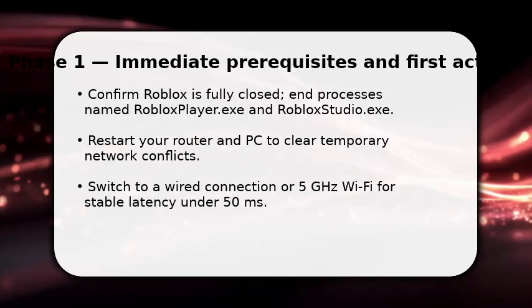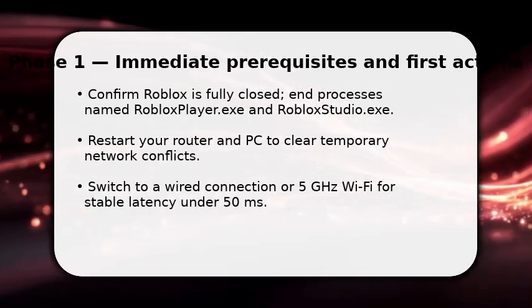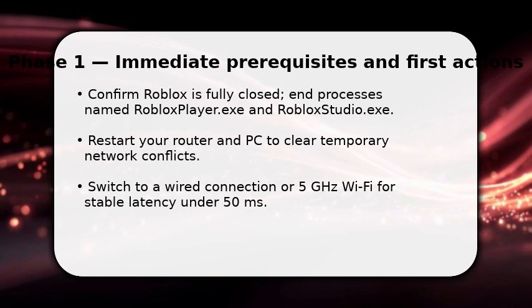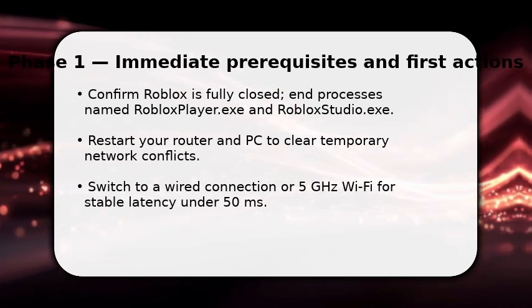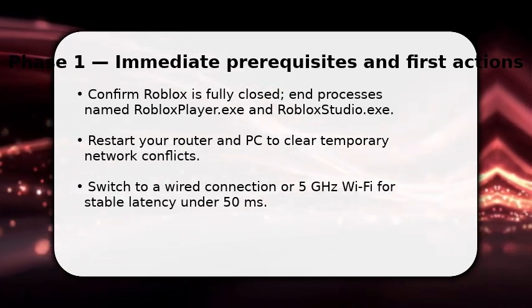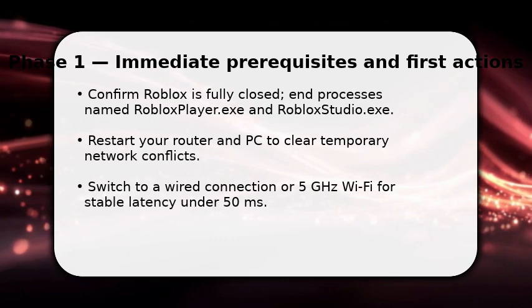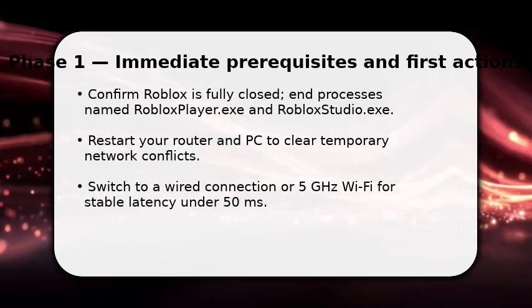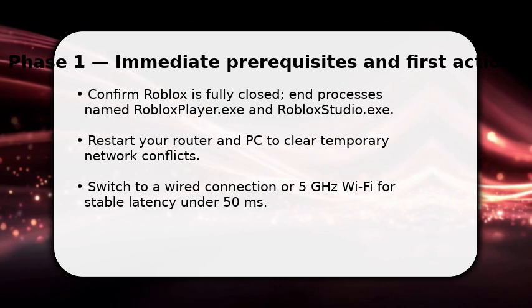You begin by closing Roblox and stopping both RobloxPlayer.exe and RobloxStudio.exe, that prevents file locks. Next, restart your router and your PC to flush DNS and NAT state. This often clears transient 264 triggers.